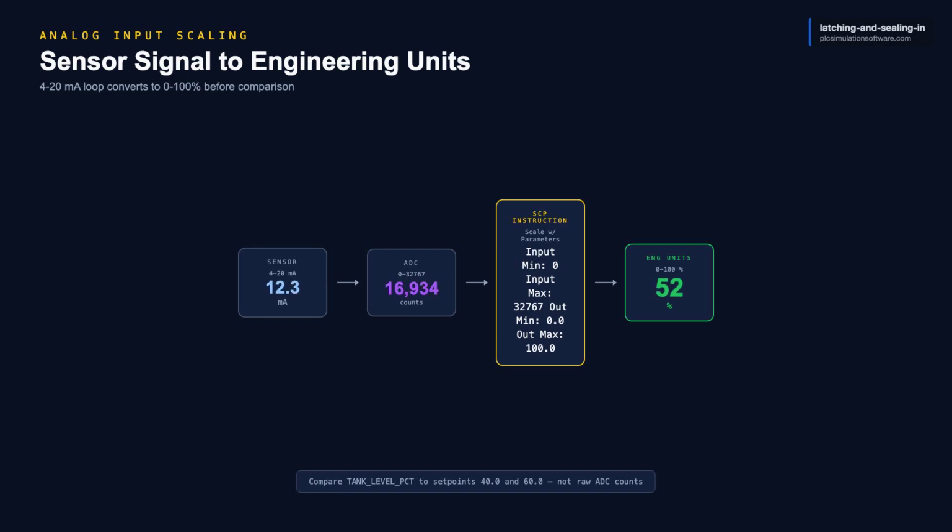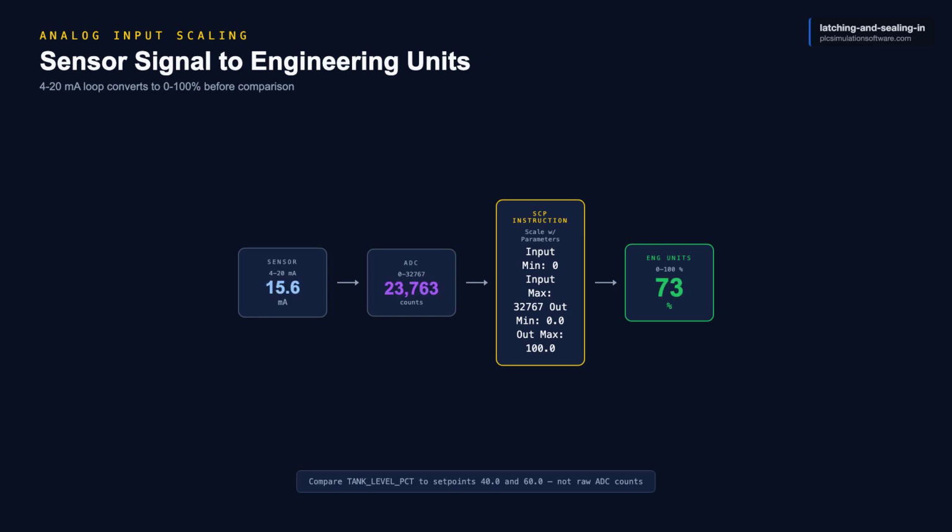Once scaled, the comparison rungs use the percentage directly. SCP from 4 to 20 milliamps mapped to 0 to 100%. Then the rung condition is level less than 40 as a clean readable threshold. The scaling instruction is the cleanest place to put the unit conversion. Putting it in every comparison rung is a refactoring nightmare.